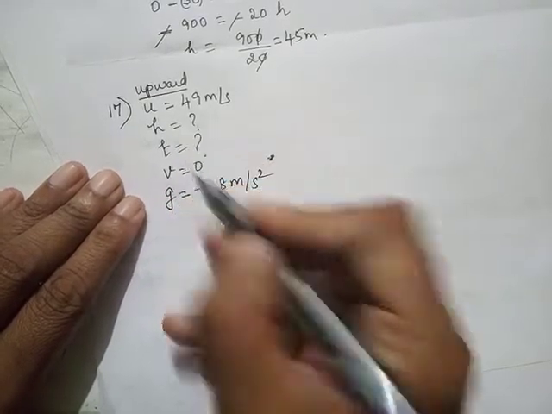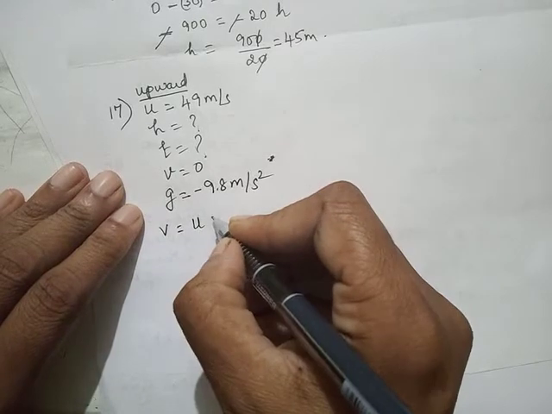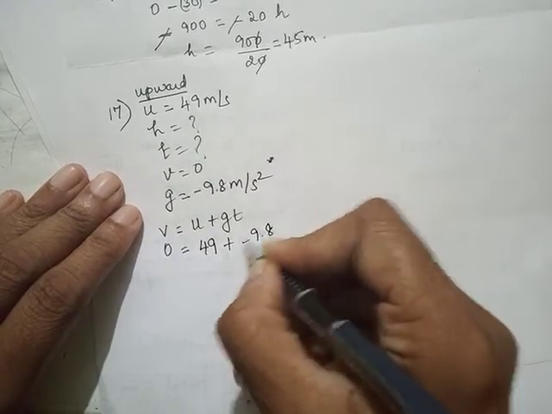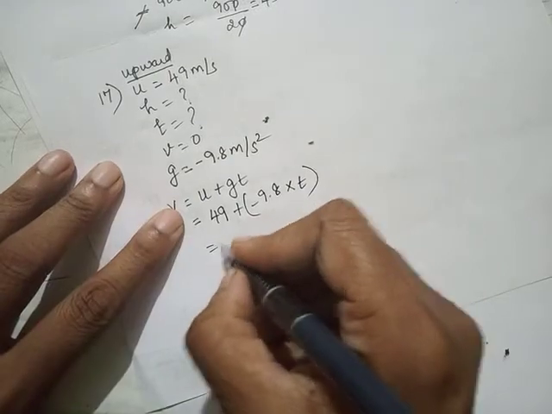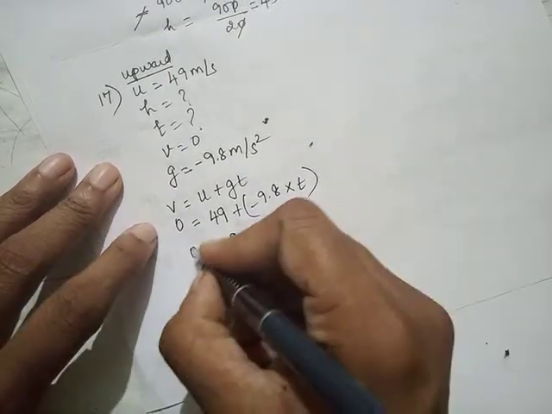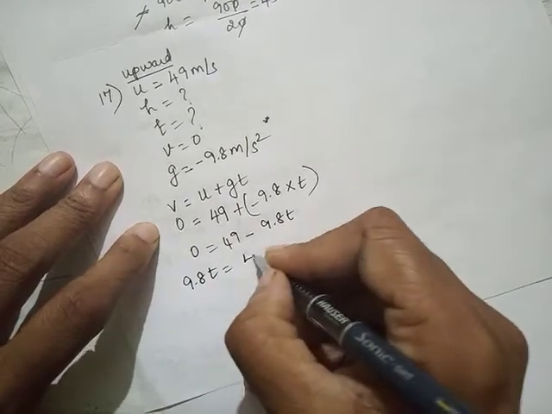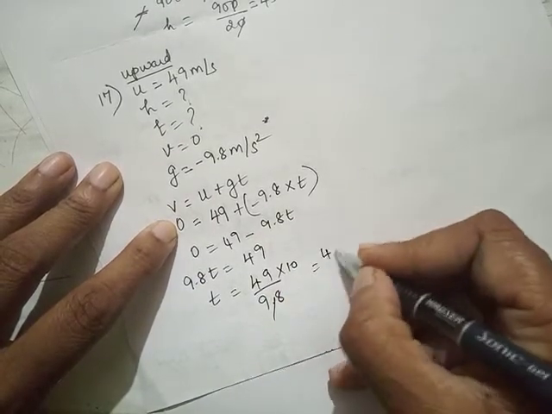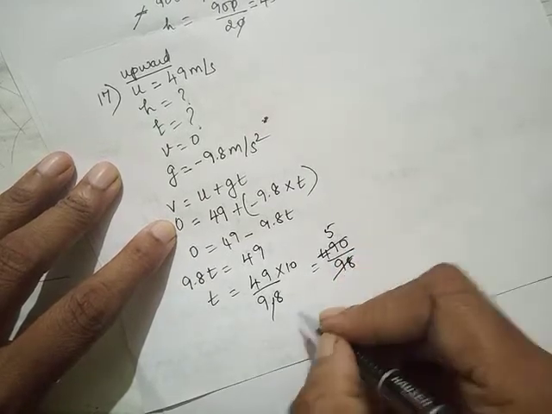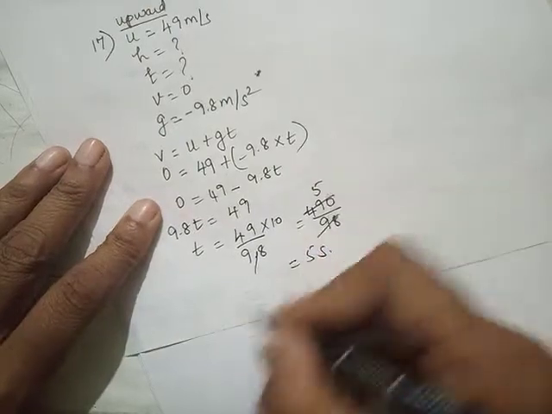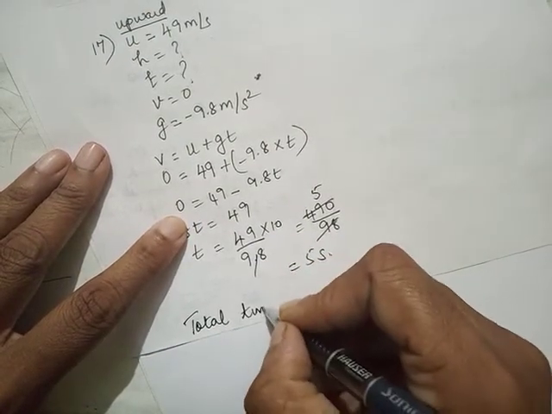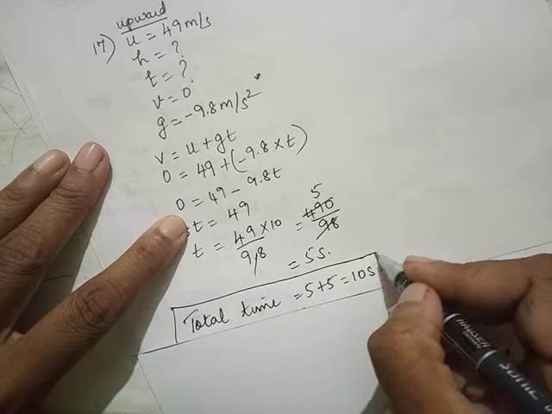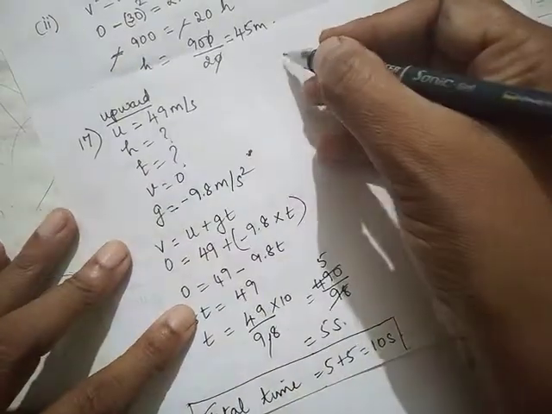Then we have to find h and t. So the first equation itself: v = u + gt. v is 0, u is 49, g is minus 9.8 into t. Or 49 minus 9.8t is equal to 0, or 9.8t is equal to 49, t is equal to 49 by 9.8, so 490 by 98, this will go 5 times. So t is equal to 5 seconds. But they have asked you the total time taken for it to come back to the ground. So what should you do? 5 plus 5, 10 seconds. Don't forget to do this. Total time for the journey will be 10 seconds.